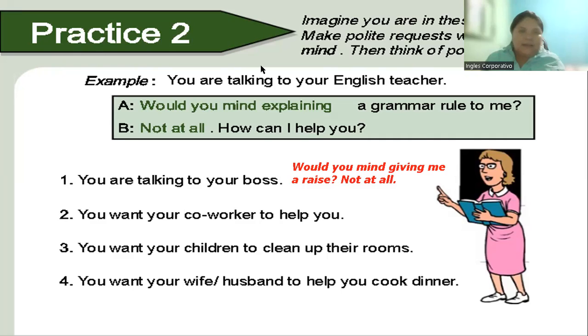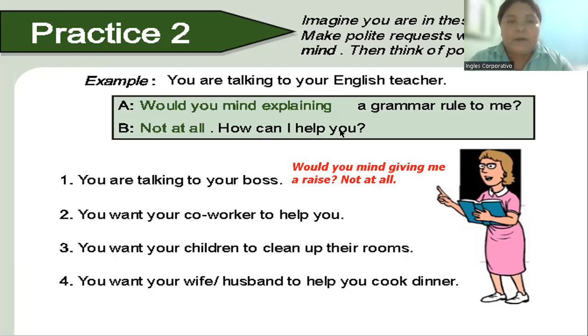Ok, entonces lo que van a crear aquí es imaginar una situación. Ahí tienen ustedes cuatro oraciones. You have to imagine a situation and you have to make a request. Y tiene que ser una solicitud. Por ejemplo, aquí con el boss. Se está hablando con su jefe y le hace una request. ¿Cuál es la request? Would you mind giving me a raise? I have 12 children. Tengo 12 hijos. Not at all, he will say.